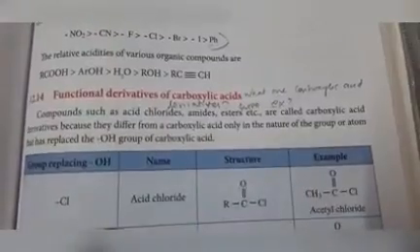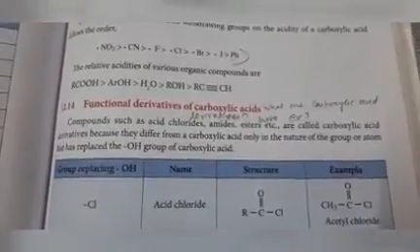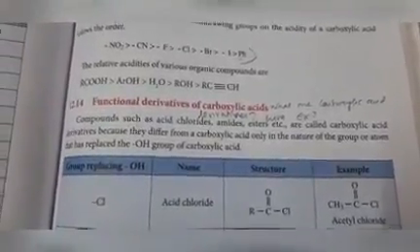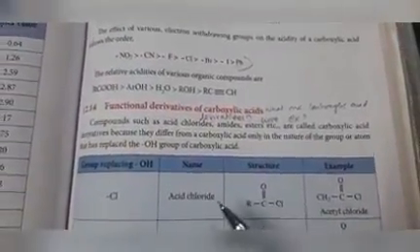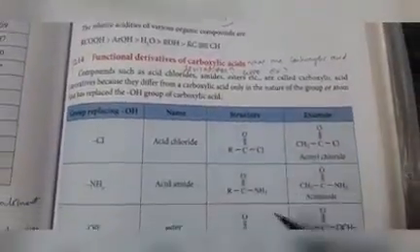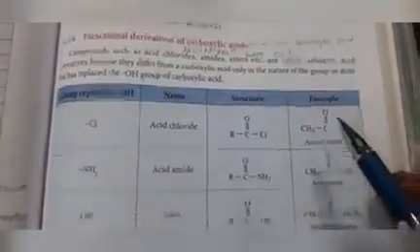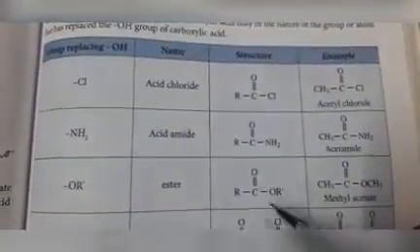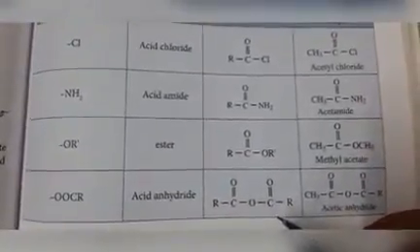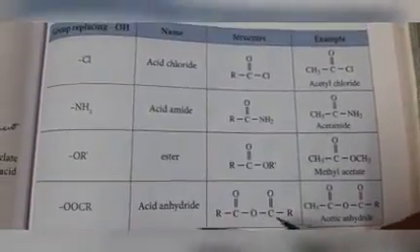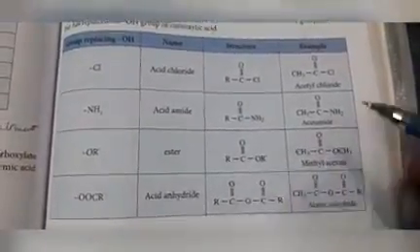Next one, functional derivatives of carboxylic acid. In RCOOH, that is carboxylic acid, if the OH group is replaced by Cl, you will get acid chloride. If the OH group is replaced by NH2, you will get acid amide. If the OH group is replaced by OR, you will get ester. If the OH group is replaced by OCOR, you will get acid anhydride.